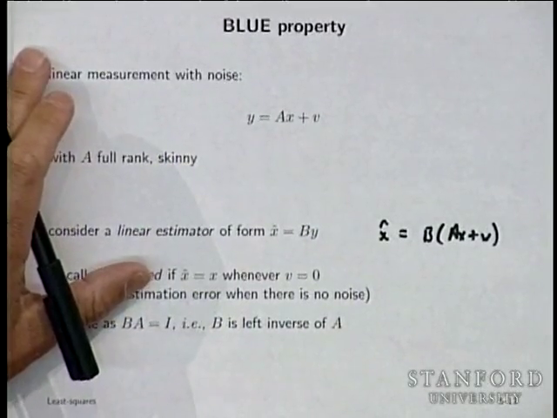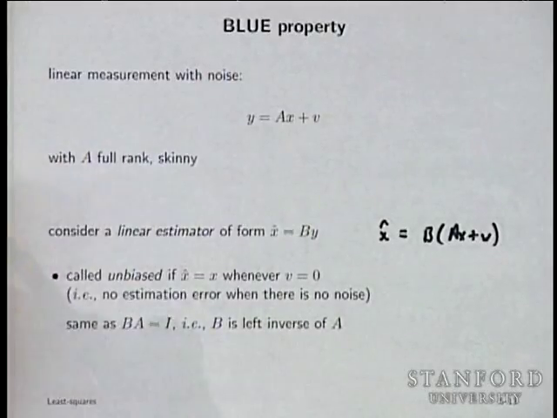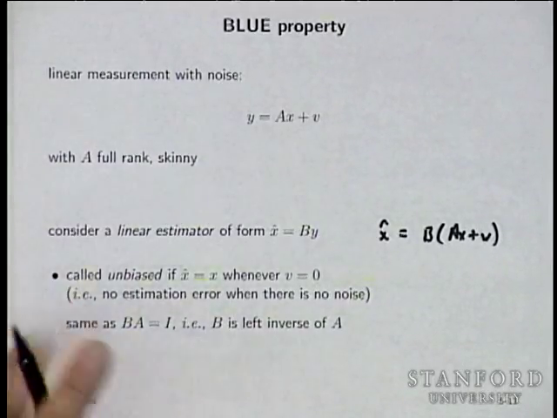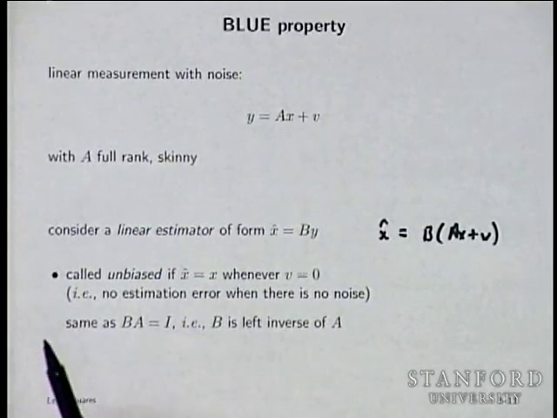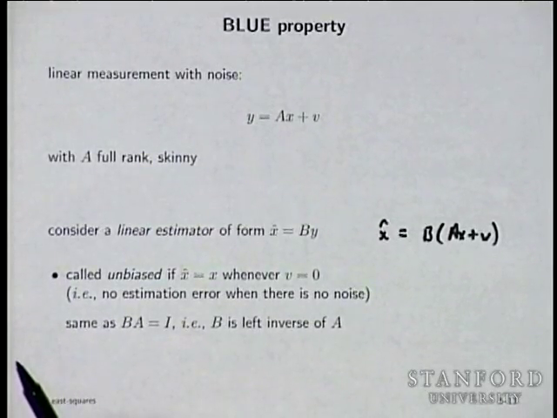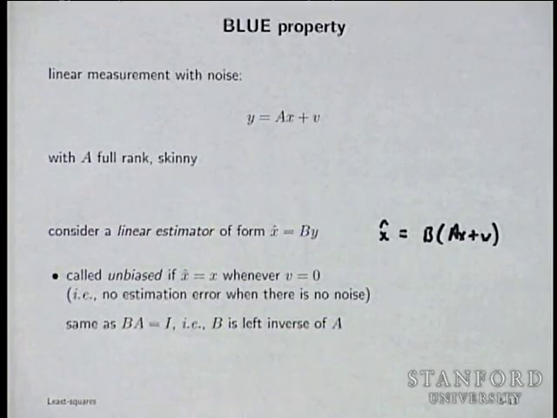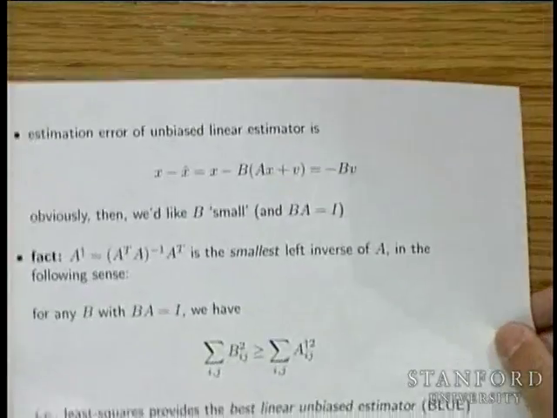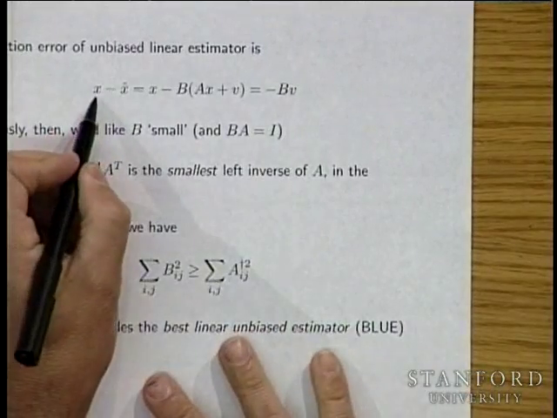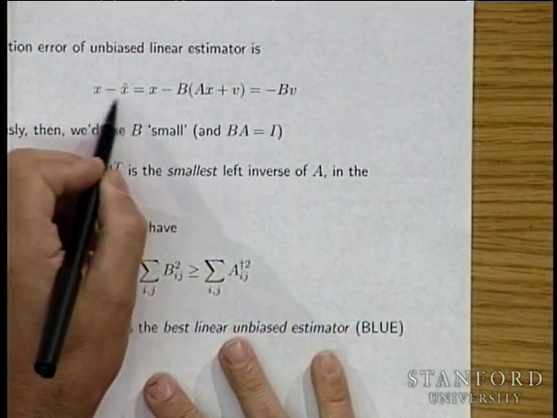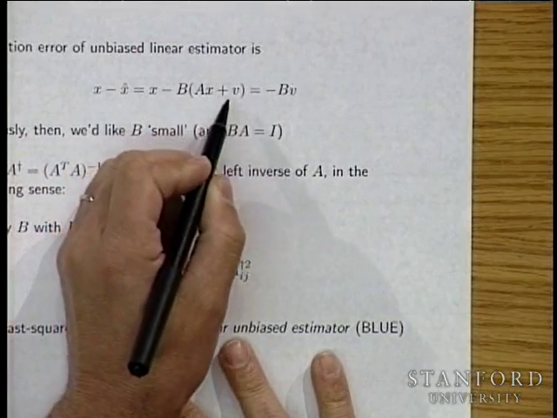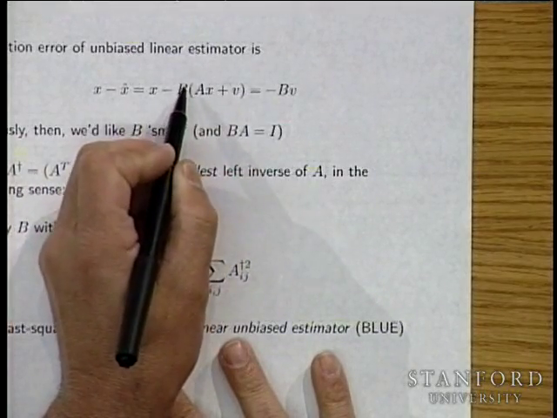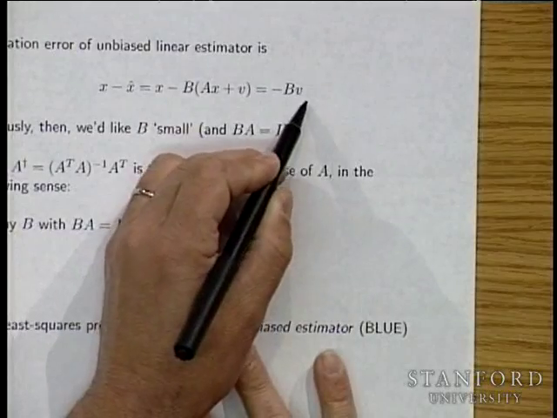If you see BA equals I, A has to be skinny. If A is a measurement system, B is a perfect equalizer or a perfect reconstructor, or an unbiased estimator. Now, if you have an unbiased estimator, then your error, that's x minus x hat, the error in your estimate, is x minus B(Ax plus v). But BA is I, so x minus x goes away, and it's just this.